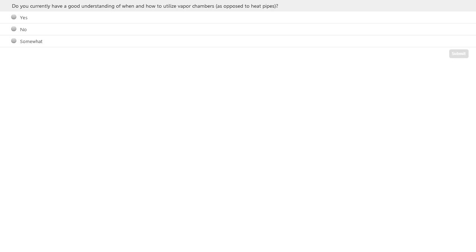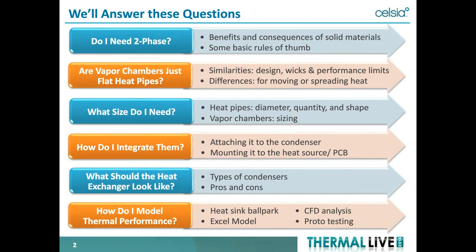In today's webinar, we're going to basically have six areas that we're going to talk about. And the first one is, do I need to use two-phase? We'll look at the benefits and consequences of using solid materials as opposed to two-phase. We'll look at some basic rules of thumb, and then we're going to talk about vapor chambers. And always the question is, are they just flat heat pipes? And we'll answer that question, of course.